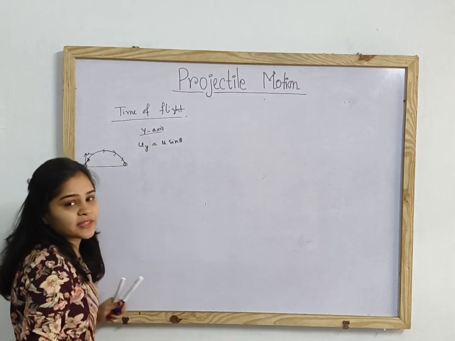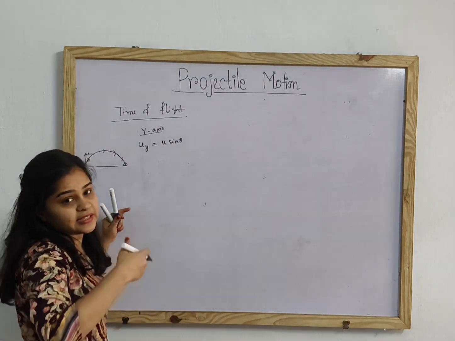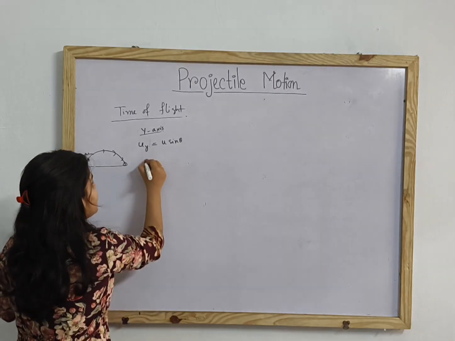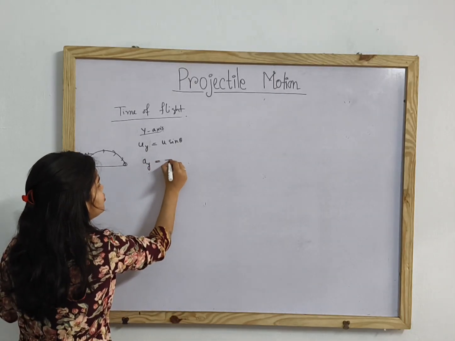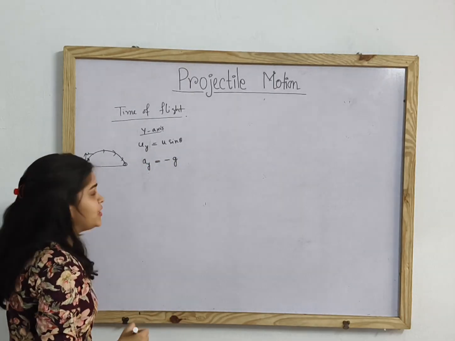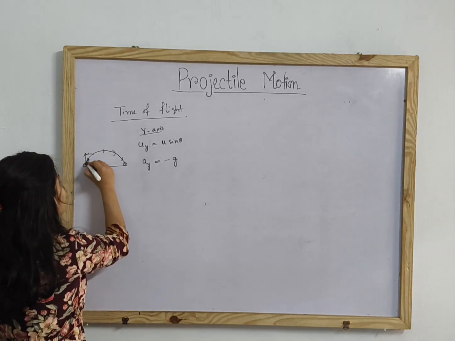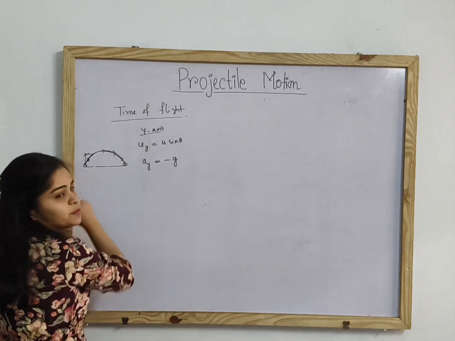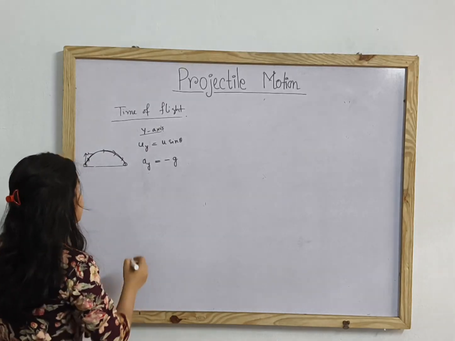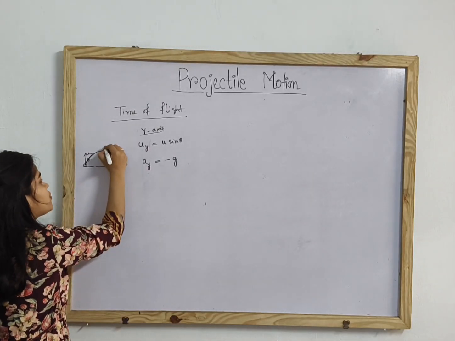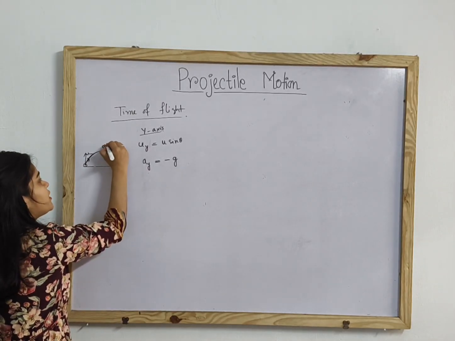I'm using the positive sign because the direction of u sin theta is in the upward direction. Okay, the acceleration a_y is equal to minus g. It is also clear to you. Suppose this is the total journey of the projectile, and this is the highest point, the maximum point, right?